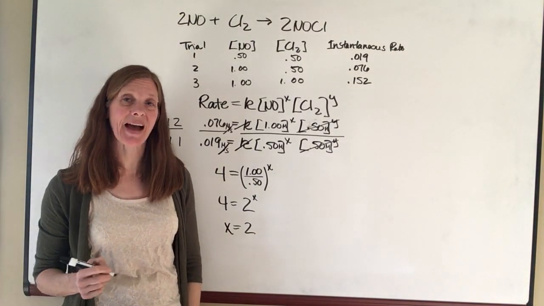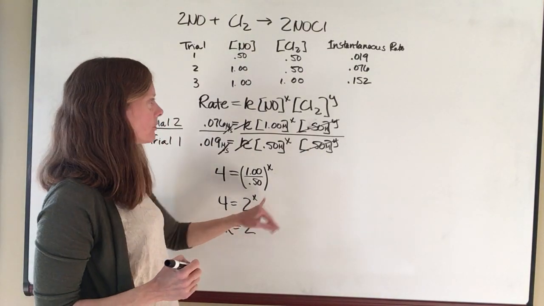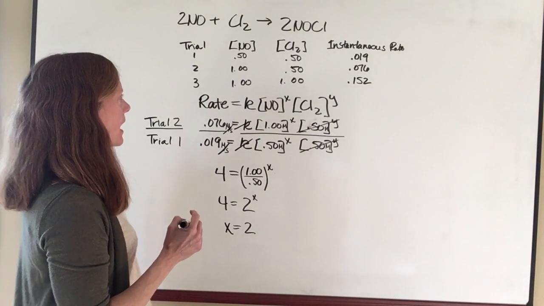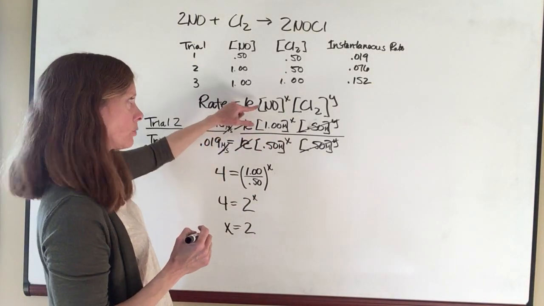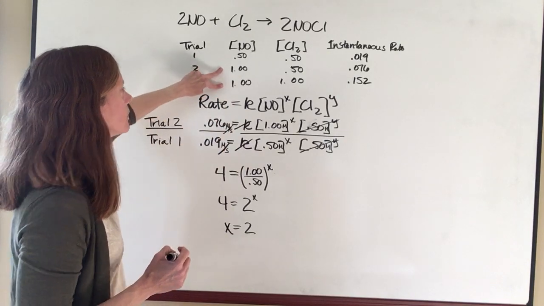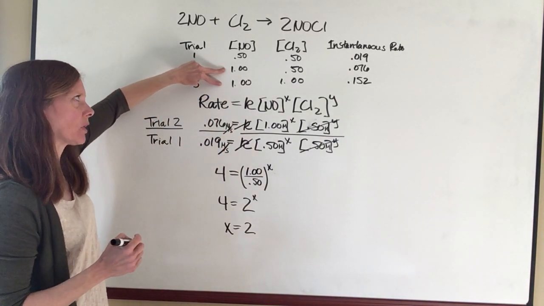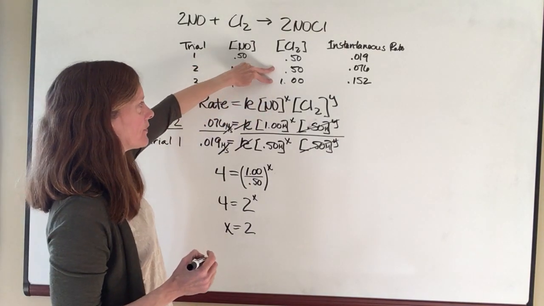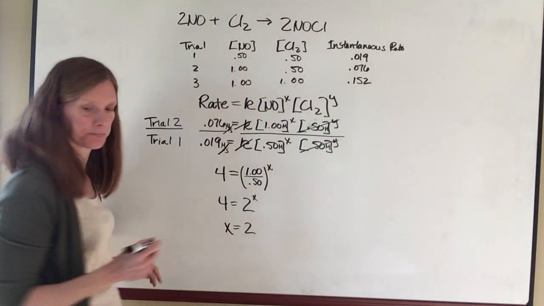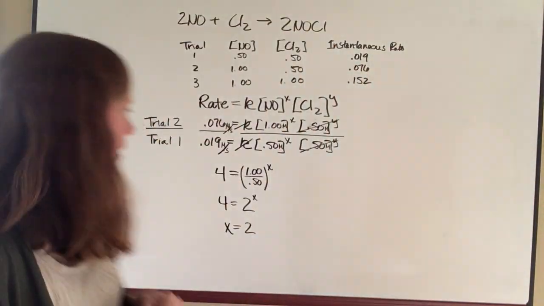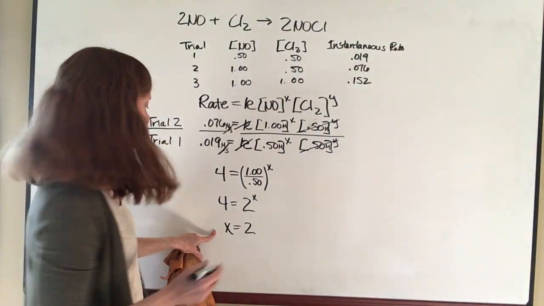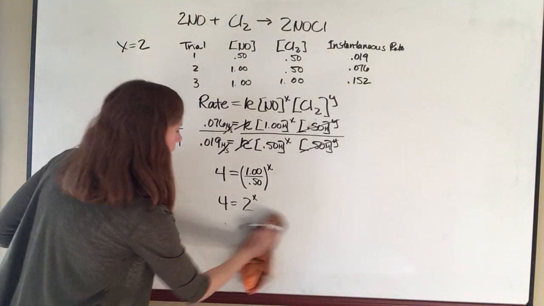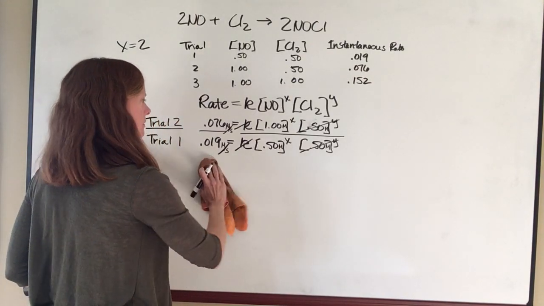Now I need to do exactly the same thing in order to figure out what the order for the chlorine is. But this time, I'm going to want to cancel out the NO. So if I look here, the NO has the same concentration between trial 2 and trial 3, and the chlorine is the one that's going to change. Now I want you to keep that in mind because I'm not going to have enough space here. So we're going to remember and put it up here that x equals 2, and we're going to make some more space here.